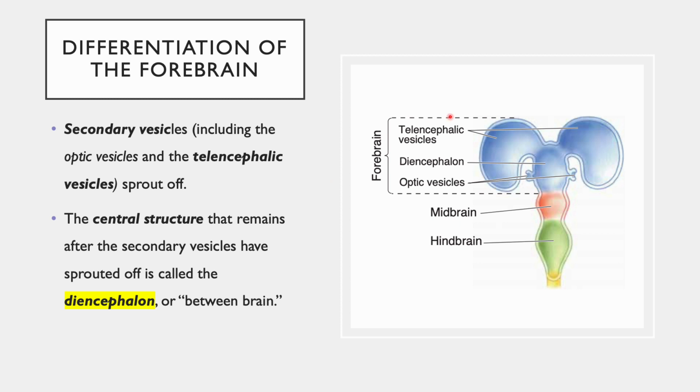These secondary structures that sprout off, including the telencephalic vesicles and the optic vesicles, are going to play a really important role in the development of future brain regions in the adult brain. Diencephalon is also referred to as between brain, and this makes sense as it's between both of these telencephalic vesicles. The diencephalon is actually going to end up becoming a structure known as the thalamus in the adult brain. And we're going to talk about how the thalamus plays an important role in communication within the brain from the cerebrum to the cerebellum and vice versa.